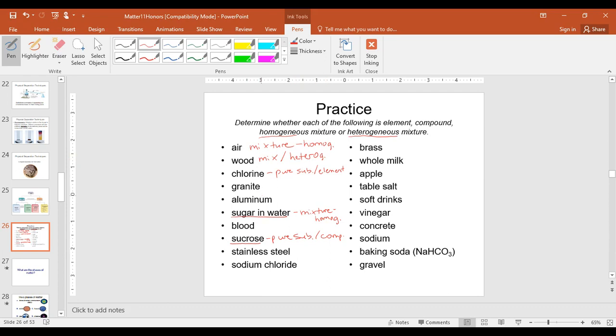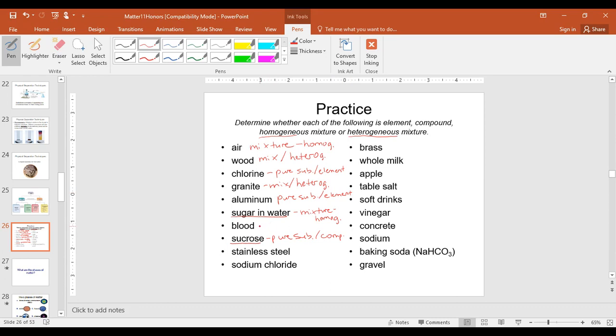We look at granite. If you have a piece of granite in your kitchen at home, you know it has different parts. So it's not a pure substance. It's a mixture. And since we see different parts, it has different phases. It's going to be heterogeneous. Next one, aluminum. That's on your periodic table, so we know it's a pure substance. And we know it's an element.